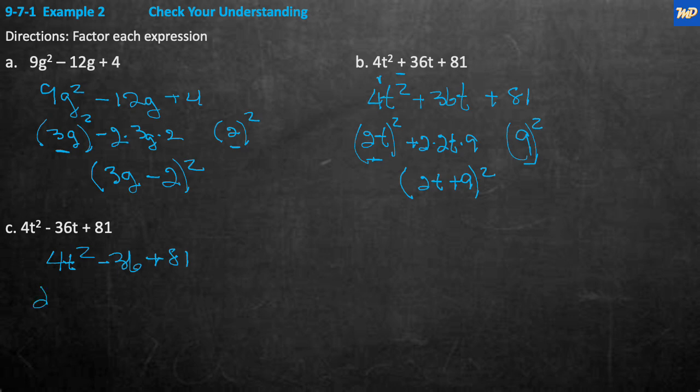So it's going to be 2t squared. We know how to do that. 81 is 9 squared. We're going to factor a 2 out of the negative 36, so it's negative 2, and it's going to be, again, 2t and a 9. This time the only difference is we're going to put on the parentheses, it's going to be 2t minus 9 squared.